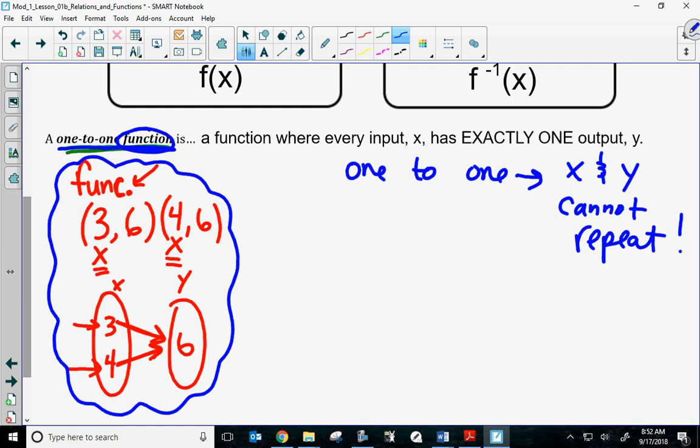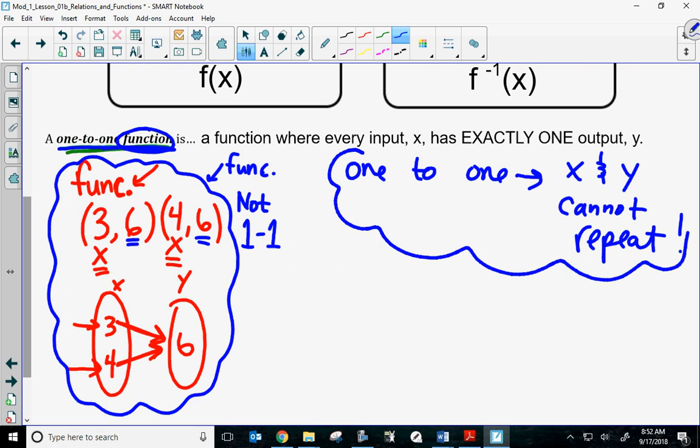All right? This is a function. It is not 1 to 1. How come? Because my y repeats. All right? So that's the big thing. If a function is 1 to 1, the x's and the y's do not repeat.